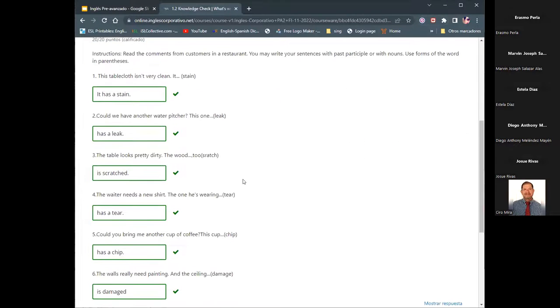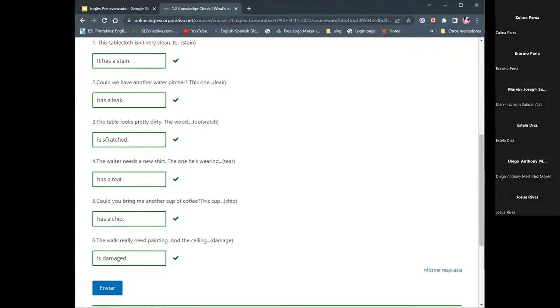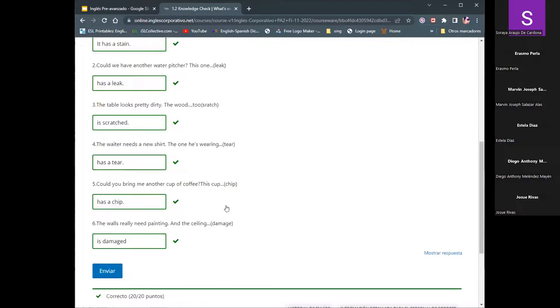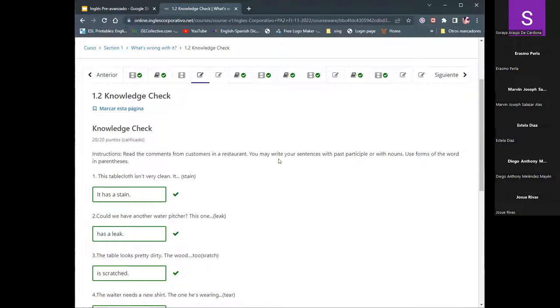You see, all of them are correct. The number one is it has a stain. Number two has a leak, period, right? Number three is scratch, period. Number four has a tear or is torn, period. Number five has a chip or is chipped, period. And number six is damaged without the period or has some damage. So do you have any other question?